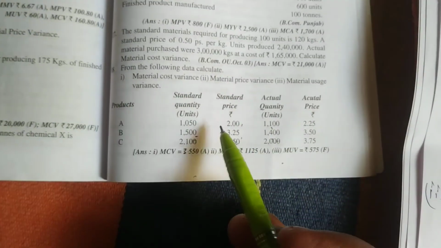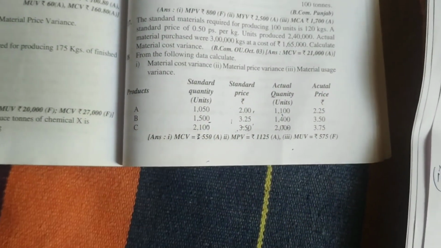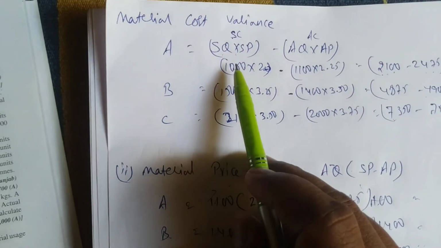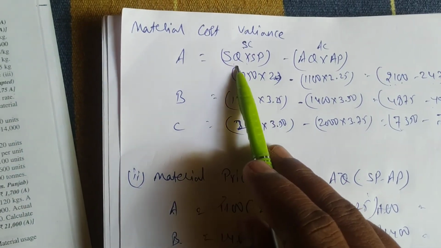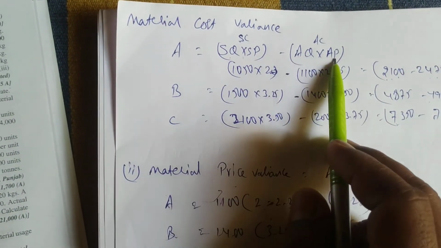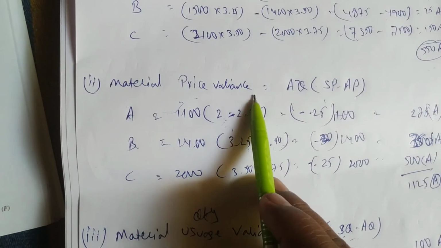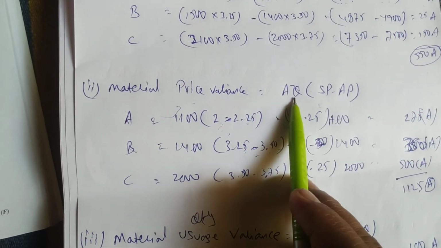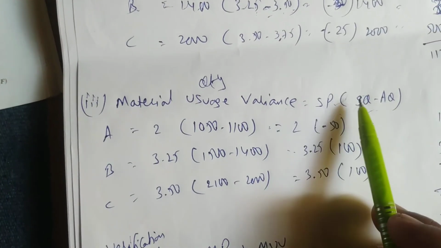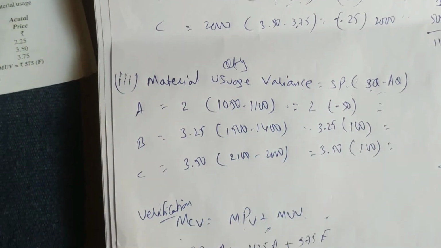I want you to solve this problem 2 or 3 times. It's very easy. For material cost variance, the formula is standard quantity into standard price minus actual quantity into actual price. Price variance formula is standard price minus actual price multiplied with actual quantity. Usage formula is standard quantity minus actual quantity multiplied with standard price. Only these formulas you have to remember. Rest is very easy. You have to copy this information and solve.